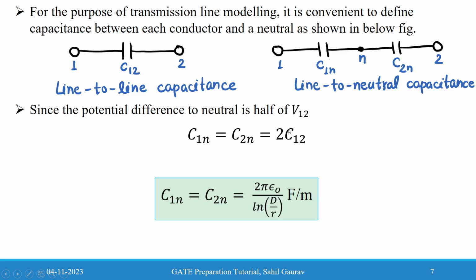Therefore this capacitance will be double that of the capacitance between points 1 and 2. So C1n is equal to C2n is equal to 2 C12, because the potential difference to neutral is half of V1 V2. Therefore the capacitance value gets doubled, and we get the line to neutral capacitance value.